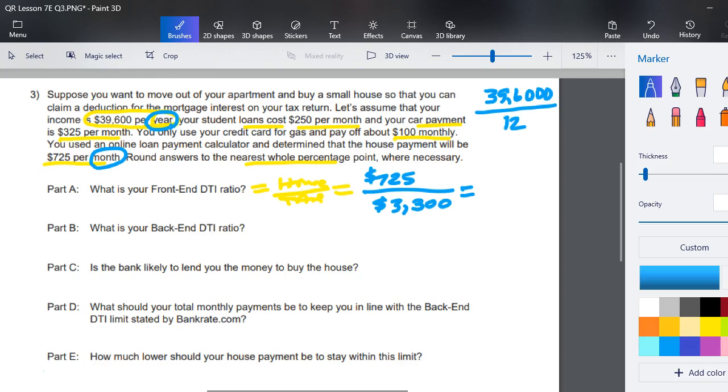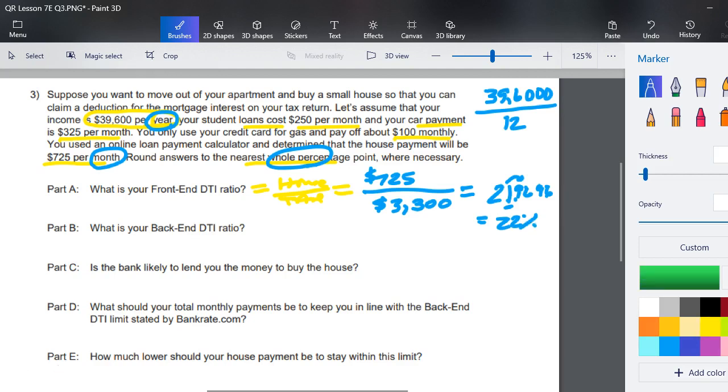Soak this up, make yourself some notes, jot what we're writing down, what we're not writing down, and I'm going to divide my 725 by the 3,300. I'm going to multiply by 100 to get it to a percentage. And I've got 21, and it says round answers to the nearest whole percentage point. Well, my screen is 21.9696, so the nearest whole percentage point means I'm going to be at 22%.